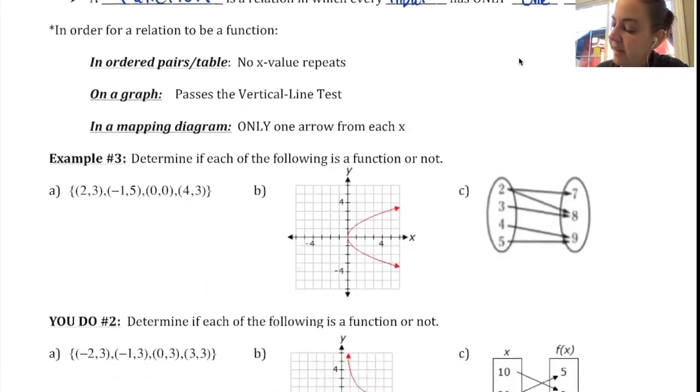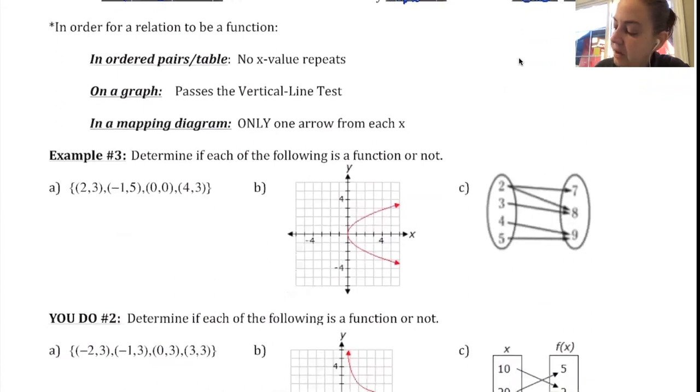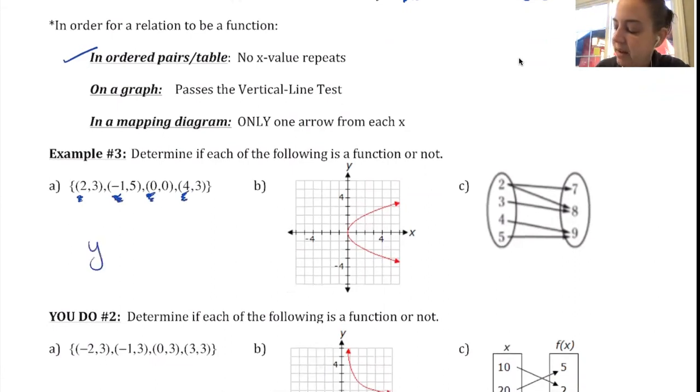So determine if it's a function or not. So ordered pairs, no X values repeat. So let's check. Here's 2, -1, 0, and 4. I don't care about the Y values, but did any of those X values repeat? Nope. So yes, this is a function.